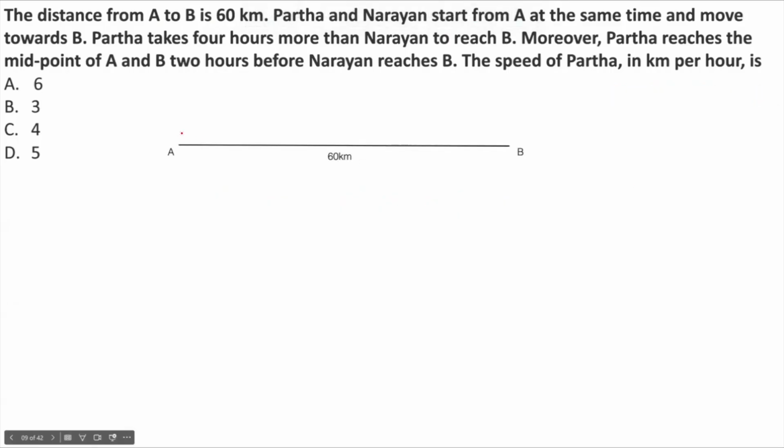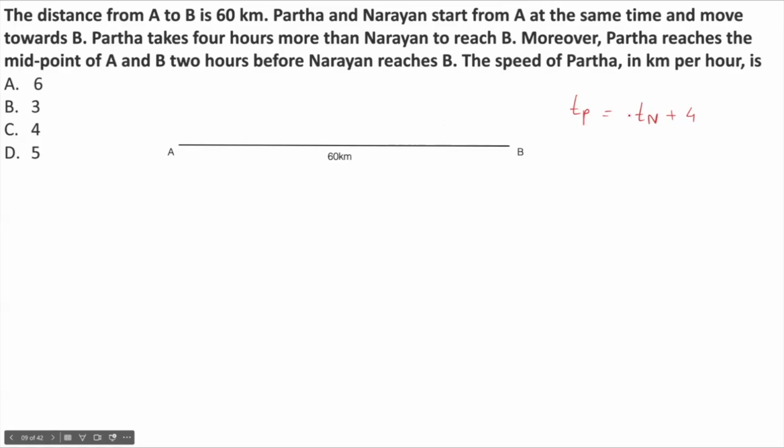All right, so the distance from A to B is 60 kilometers. Parth and Narayan start from A at the same time and move towards B. Parth takes 4 hours more than Narayan to reach B. So time taken by Parth is time taken by Narayan plus 4. Moreover, Parth reaches the midpoint of A and B 2 hours before Narayan reaches B. The speed of Parth in kilometers per hour.